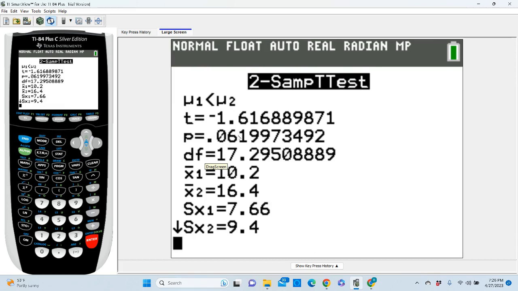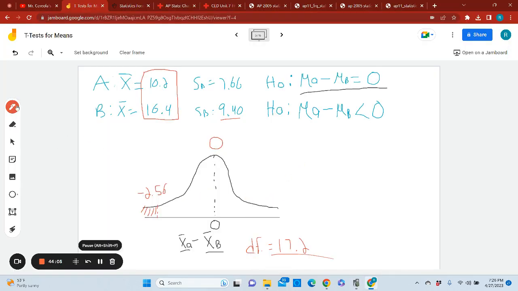It's much bigger than 1%. My test statistic is not as extreme, right? Negative 1.61. Let's pick a new color. Negative 1.61 is over here. This difference is not as extreme as it needs to be for us to reject the null.